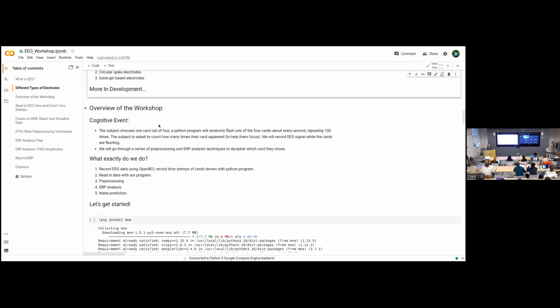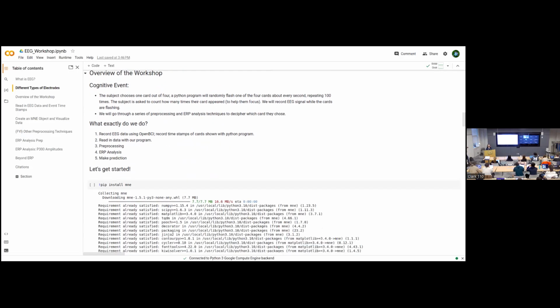What we're going to do today is first describe the cognitive event that this data consists of. After we run this entire notebook, we have this activity where a subject will select a card from 4 poker cards. As we described in the email, they're going to select a certain card and keep that in their memory, and then we're going to flash one of the 4 cards randomly, 1 per second, and repeat that 100 times. So we capture essentially 100 brain reactions to 4 categories of cards.